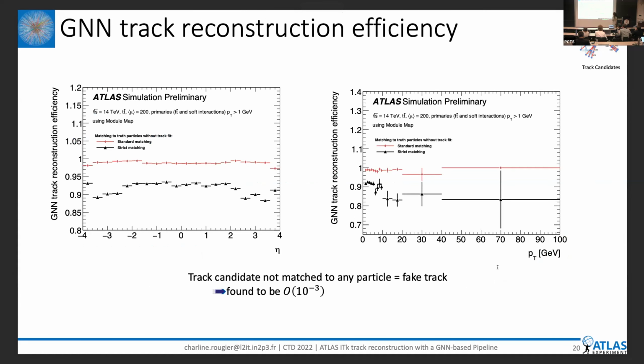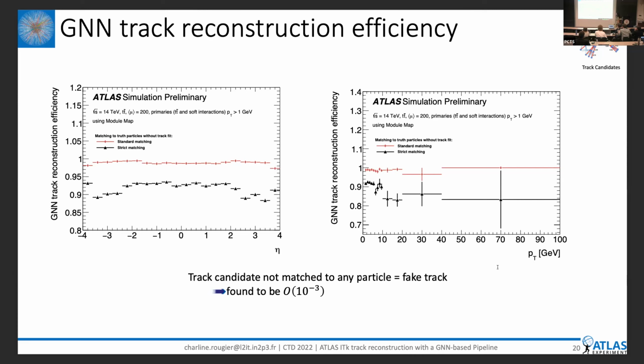And this is our final GNN track efficiency. So here is the function of eta, and here is the function of pT. In black, you get the strict matching, and you can see that we get quite interesting and really promising results, even before track fitting. And the standard matching is at 1, but this is before track fitting. And this is the same thing for the pT, really interesting and promising results.